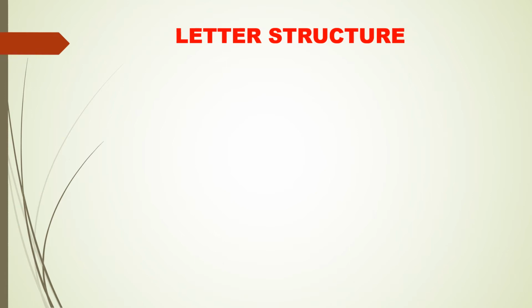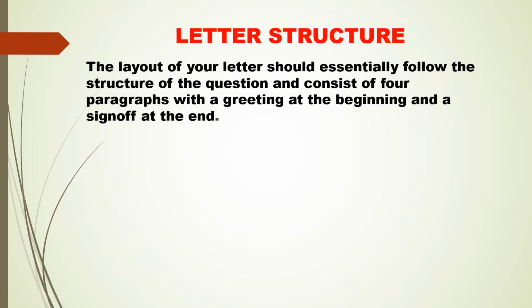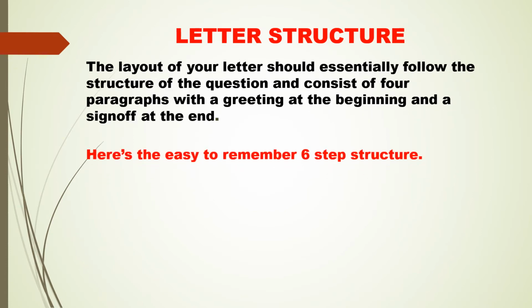So one, you have the topic. Next, you have the person you are writing to. And then you have three bullet points. So if you look at that, you can divide your letter structure, according to the question structure, into 6 different steps or 6 different parts. So let's see the basic and easy way of remembering the letter structure. You have to write 6 steps for your letter to get a band 7 plus.